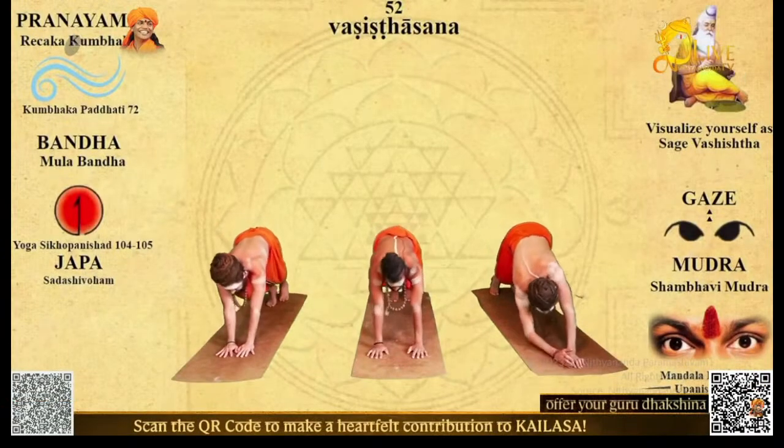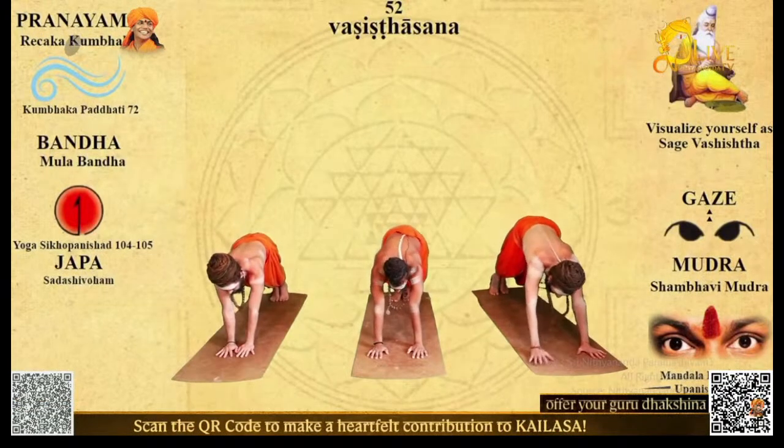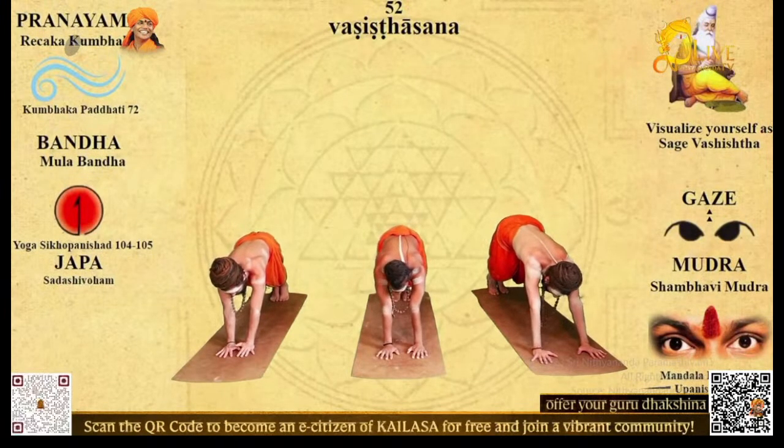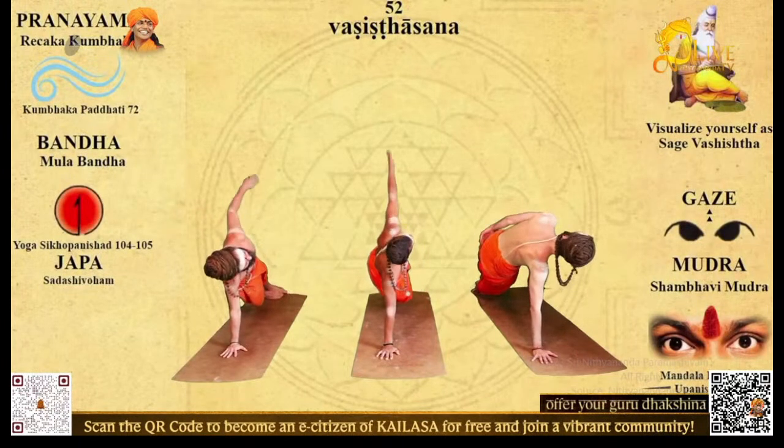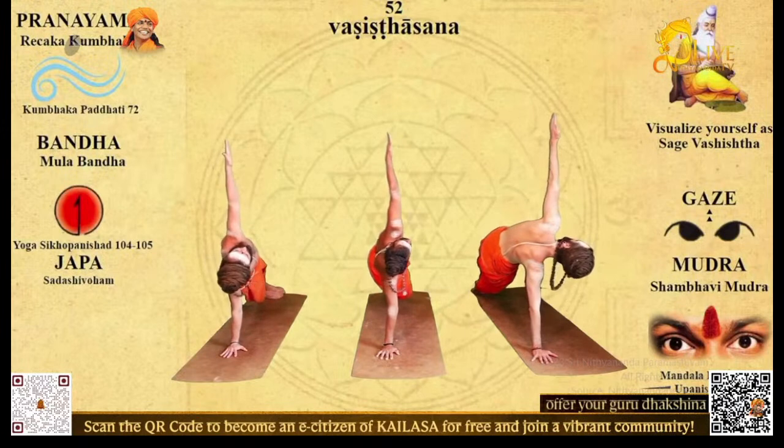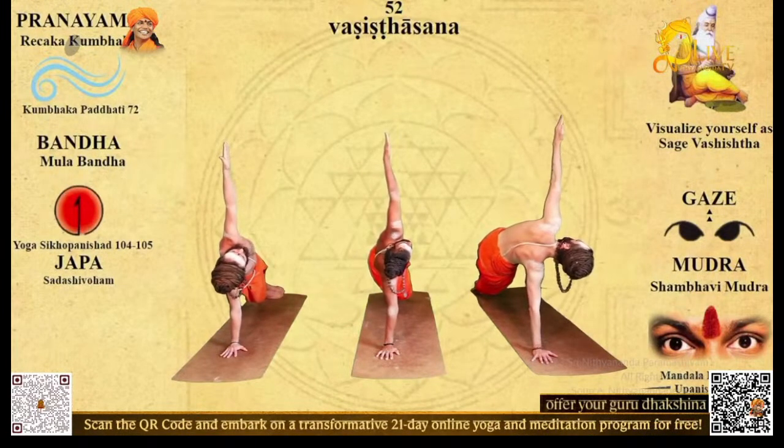Now, from the plank position, we'll be performing Vasishthasana, placing the right palm on the ground, palm and hand straight, twist on one side, and then raise the left hand above, gazing towards the sky, visualizing Vasishtha in the inner space.